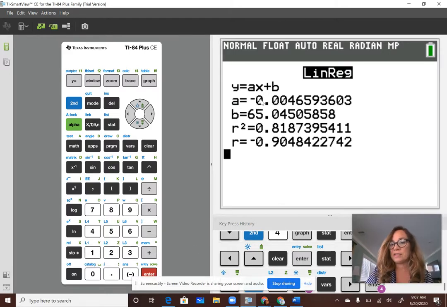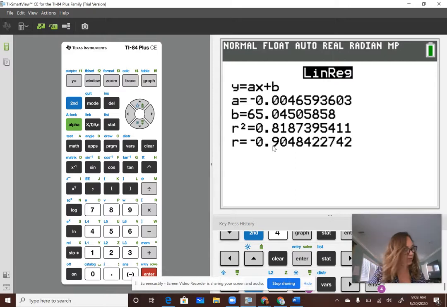Okay, see now notice my slope is negative. Because my slope is negative, my correlation coefficient is also negative. Now, it's not as strong as the last one, but 0.9 is very strong, 90 cents, very close to $1. Okay, the sign of the correlation coefficient will always match the sign of the slope.